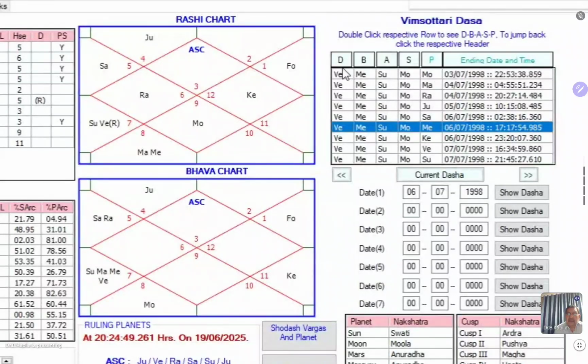जब तक दशा लॉर्ड डेथ के इवेंट को यस नहीं करेगा, डेथ नहीं होगी. In case of death, the dasha lord is the planet of prime importance and we have to fix the dasha.